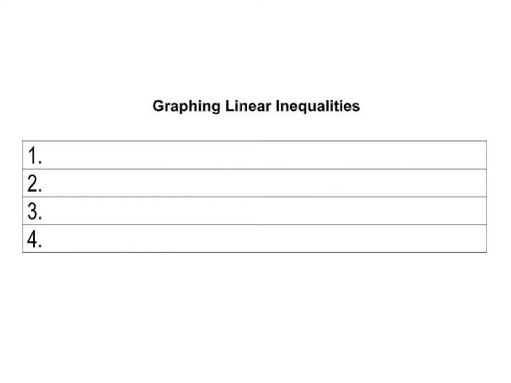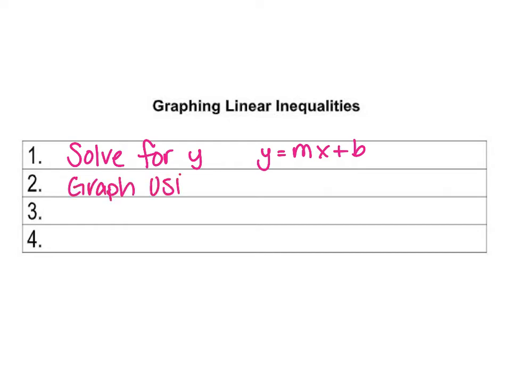Okay, so there are 4 steps to this process. Let's write the steps and then practice the steps. So the first thing we're going to do is solve for y. So you want that to look like this. You want it to be that y equals mx plus b format because you're going to graph it just the same as you would a line for the most part. Then you're going to graph using slope and y-intercept, so the m and the b, which you need to get. That's why you need to get that equation where you have y isolated.